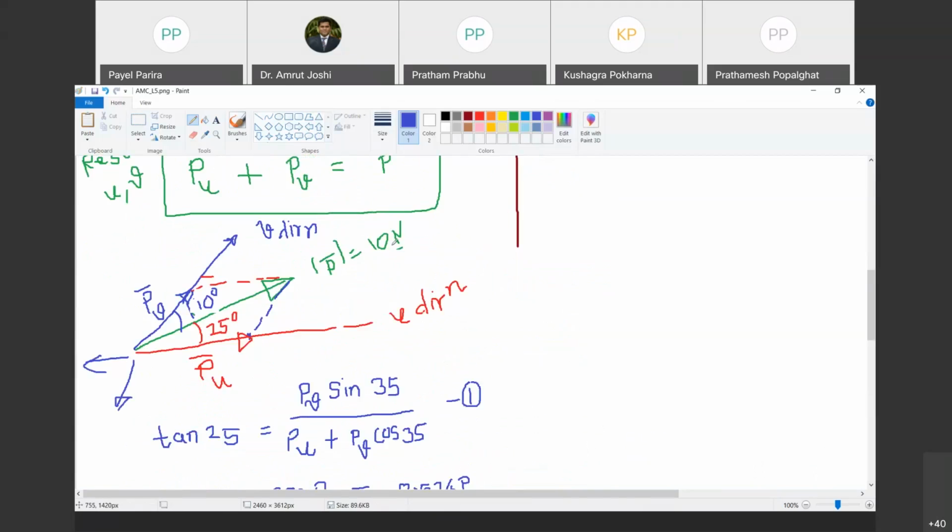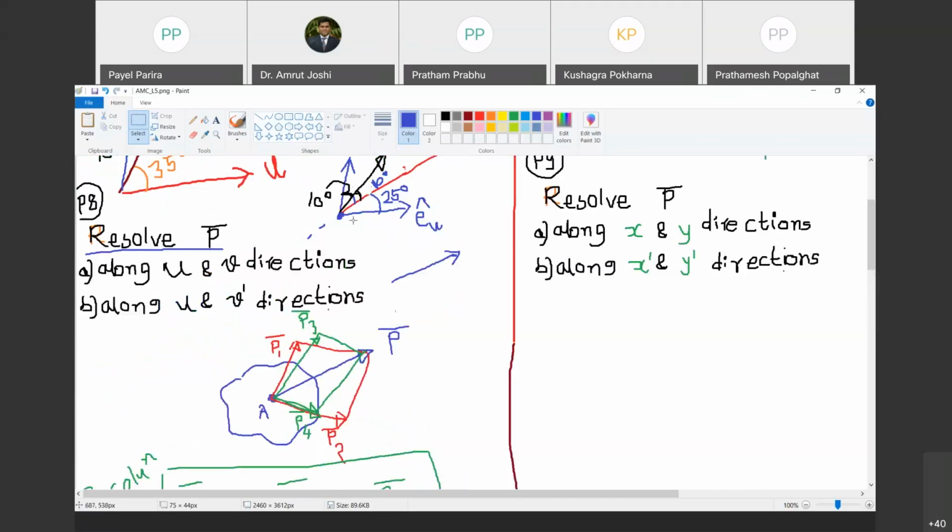Yes, sir. So we applied this filter there and we chose only one particular root, that is the positive one. I hope everyone is clear. If anyone has any doubt, ask. Are you with me, Prathamesh? Yes, sir. Okay. Now we are going to repeat this exercise rather quickly to resolve this force P bar along U and V directions. So Prathamesh, you be with me.